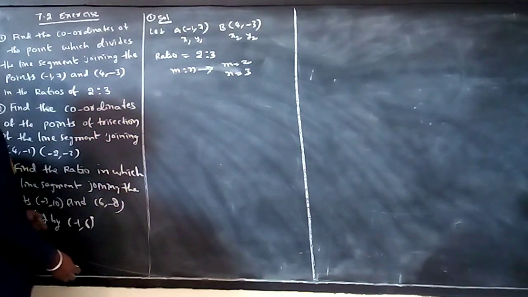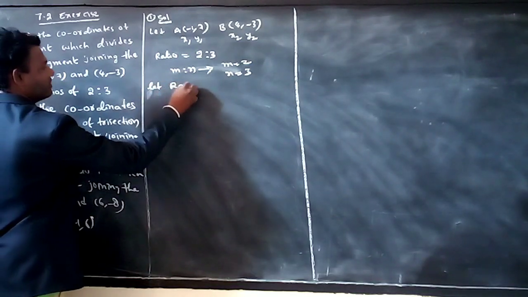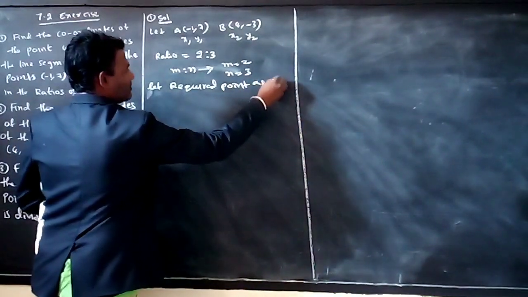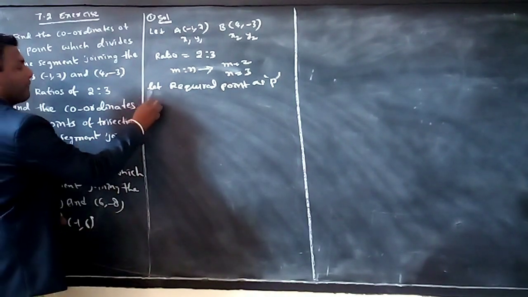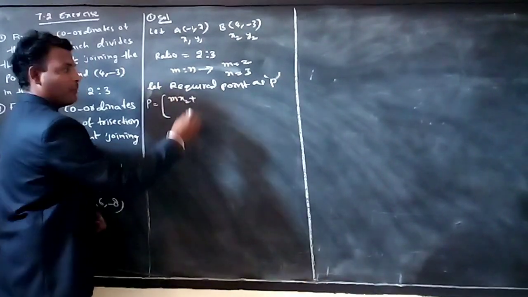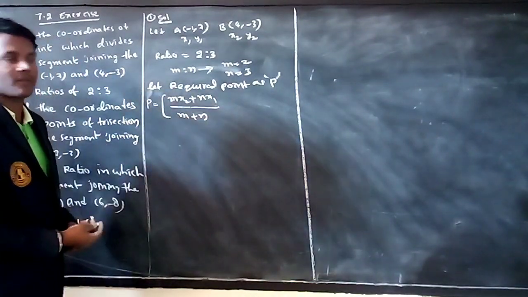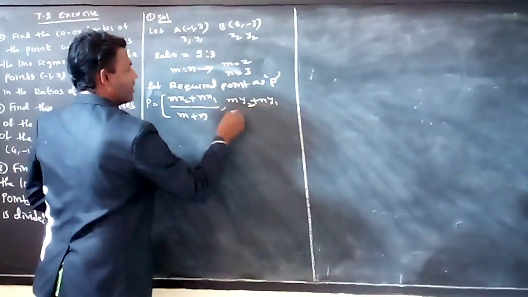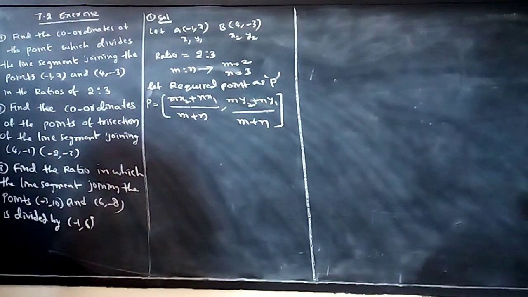So according to the section formula, let the required point be P. P is equal to (mx2 plus nx1) by (m plus n). Similarly, (my2 plus ny1) by (m plus n). So this is the formula to find the required point.